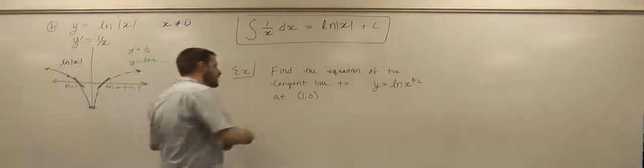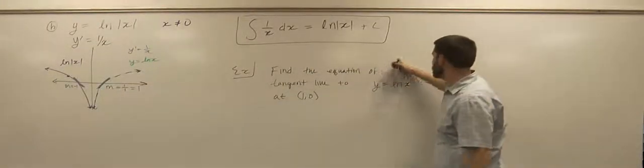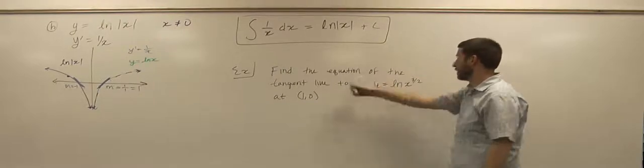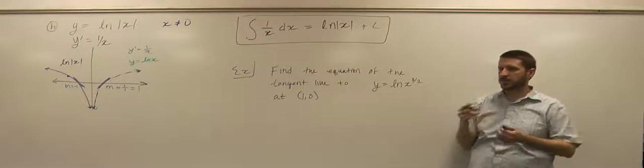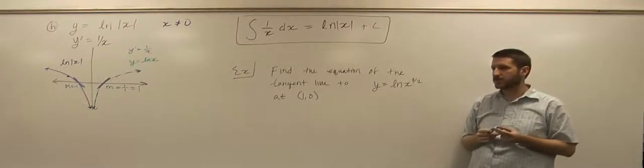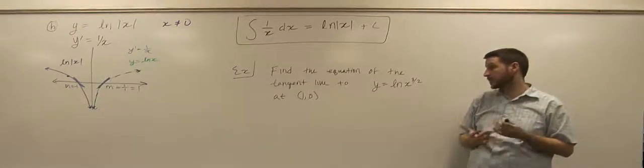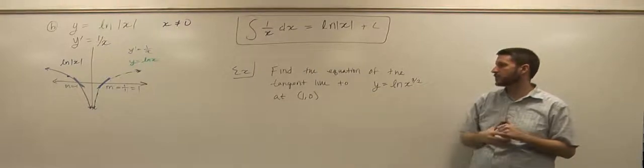So find the equation of the tangent line is something we did in chapter 2, I think. But now you're going to have to do it again with natural logs to make sure you understand that it's all the same garbage. But it's good because it's good review. How do you actually find the equation of a tangent line?